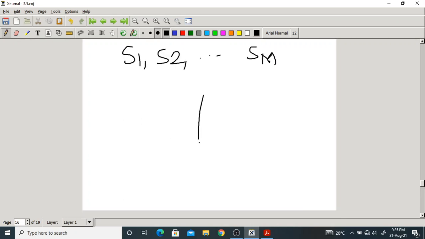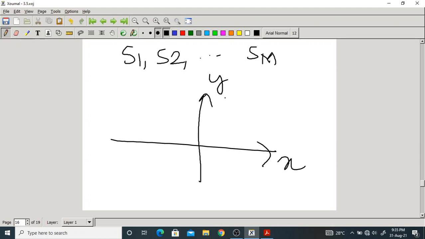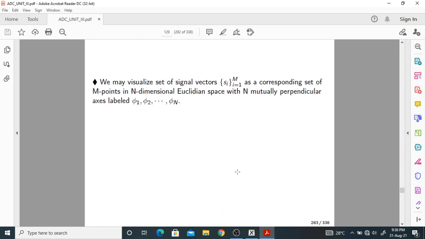Suppose you take x comma y. So this is a point, right? It's a point, so it's nothing but a vector. So it is called space. We can represent all these vectors in a space, geometrical space. I will let you know all these things a little bit later.